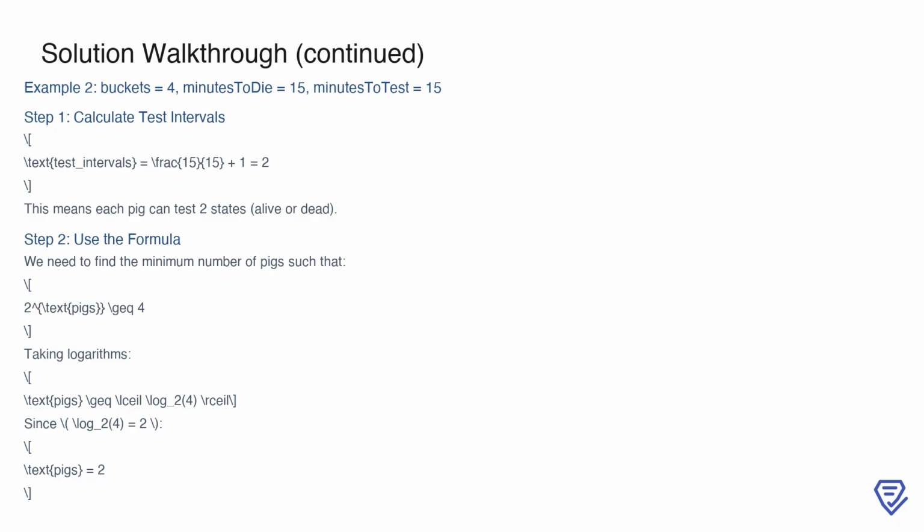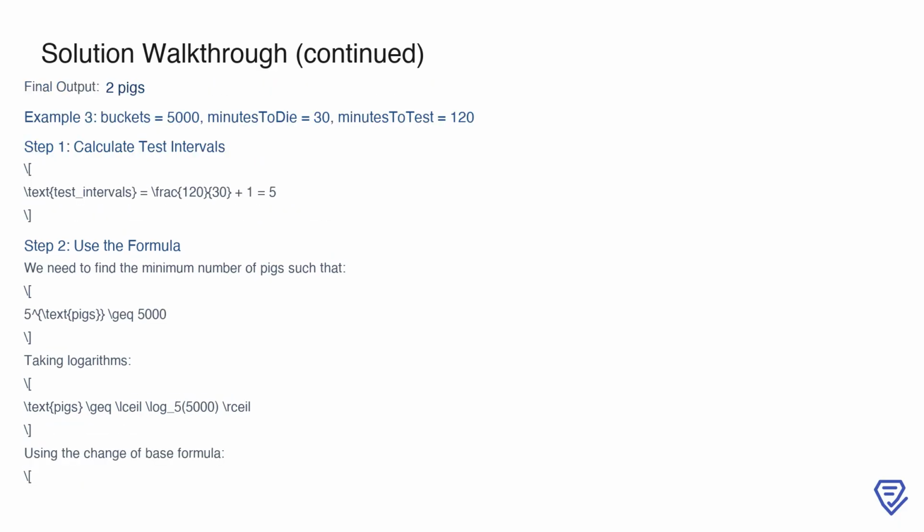Solving this, we find that pigs must be greater than or equal to the ceiling of the base 2 logarithm of 4. The base 2 logarithm of 4 is exactly 2. Thus, the minimum number of pigs required in this case is 2. With the output of 2 pigs in the previous example, let's analyze a more complex case.